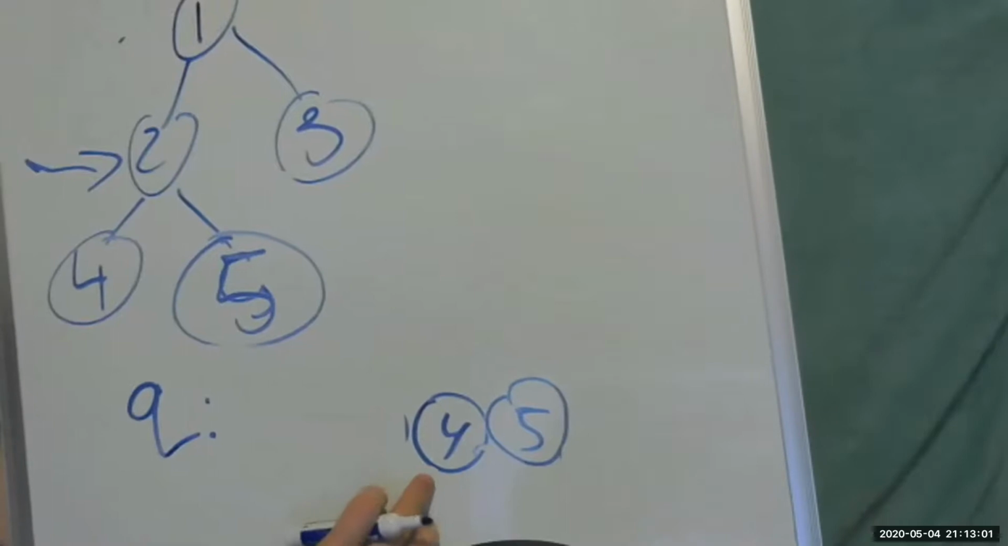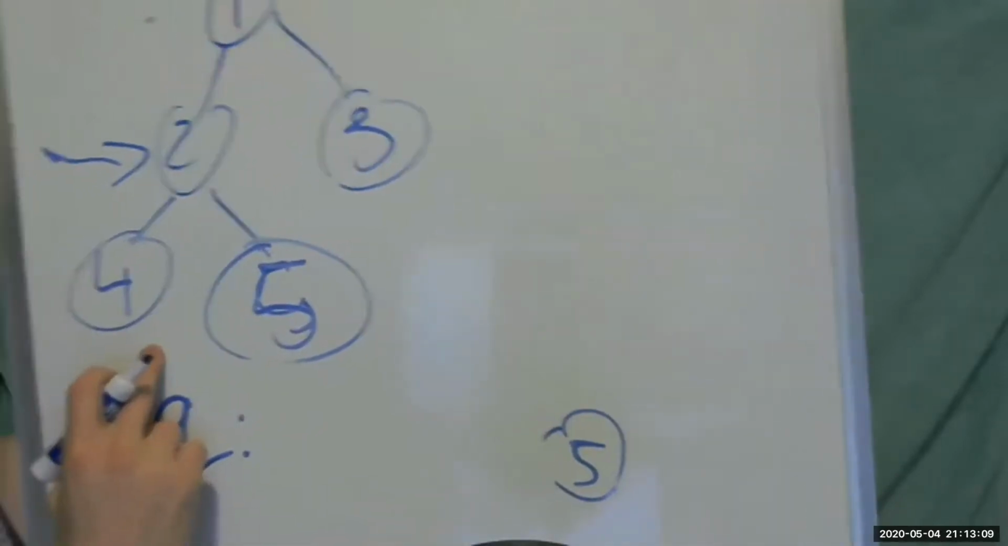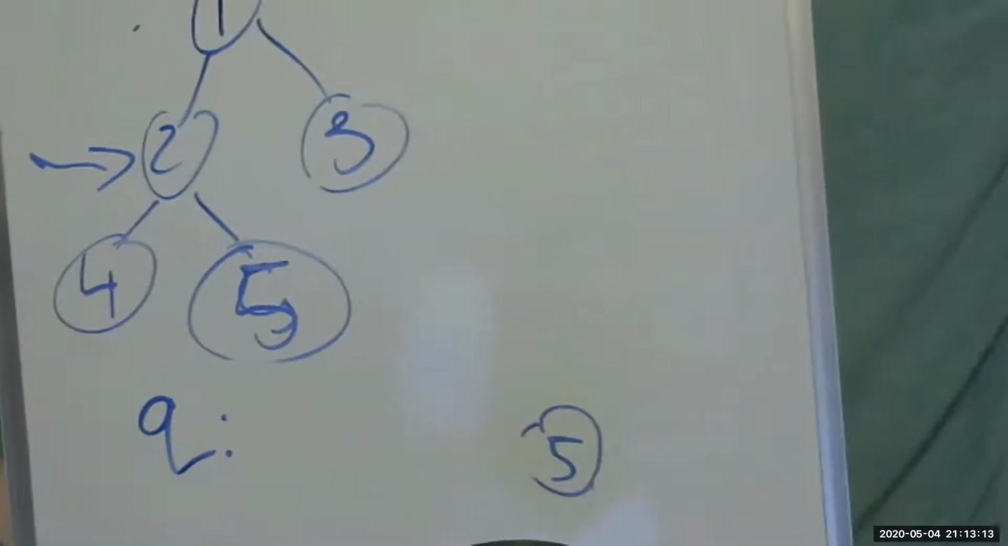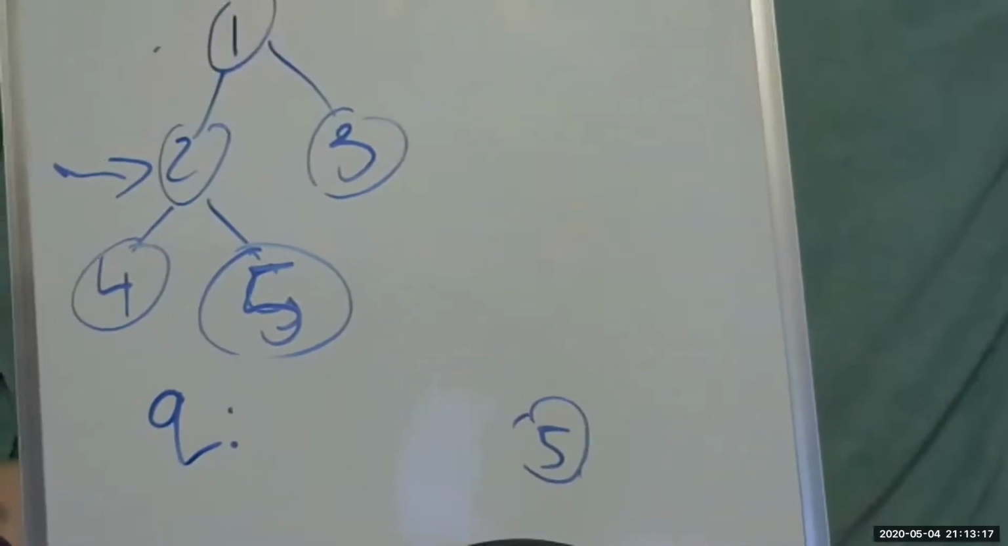Then we have our 4. That's going to get dequeued. And we process that 4. And then we're going to look, does the 4 have a left child? No. Does the 4 have a right child? No. Okay. Then we're going to continue on the while loop, because we still have something in the queue.